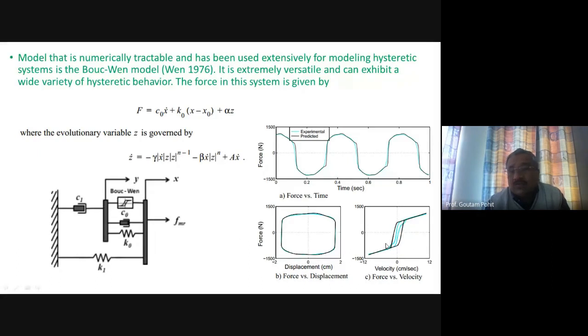But that also you can have control over, depending on the C0, K0, alpha and those values also. Okay, you can have the control over that. So the Bouc-Wen model is a better model if you have to model a magnetorheological damper.